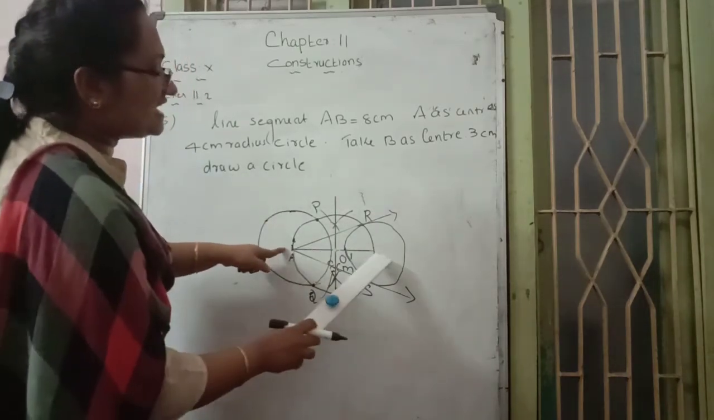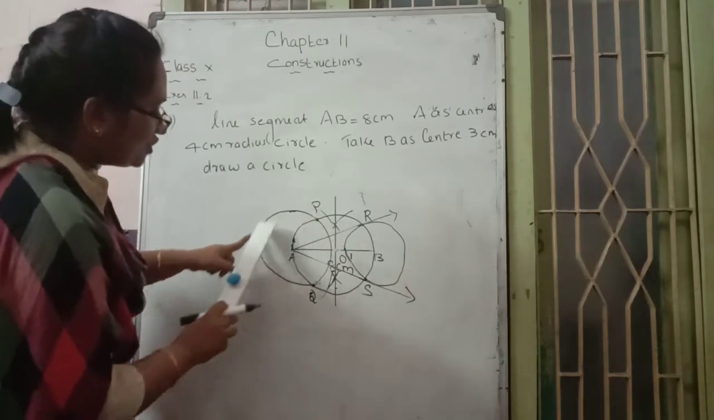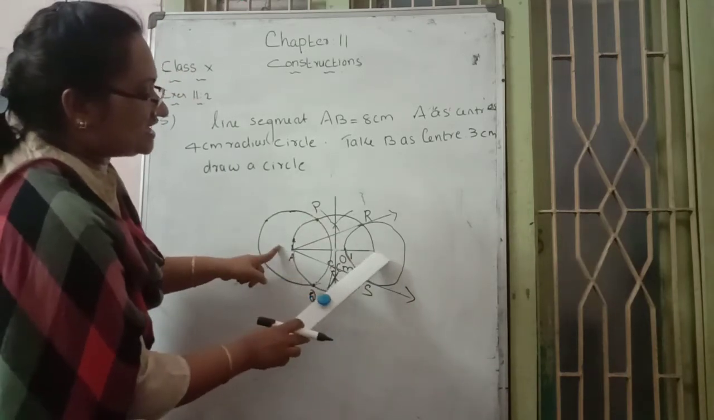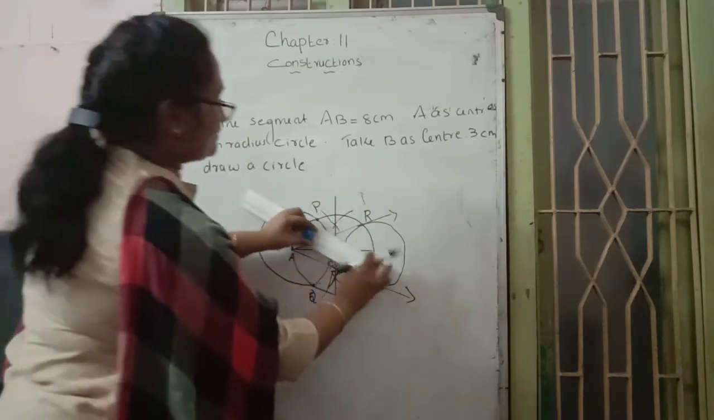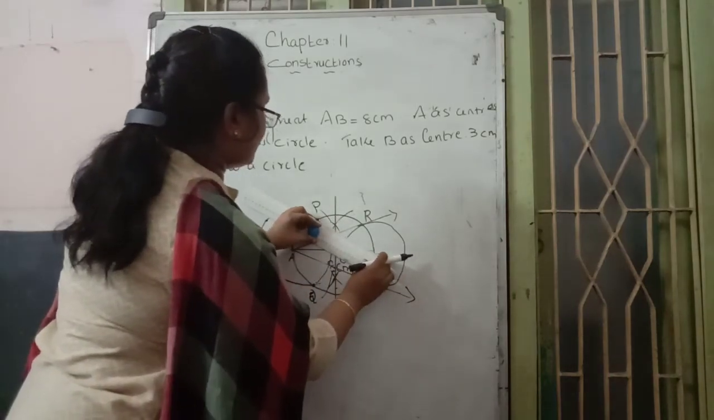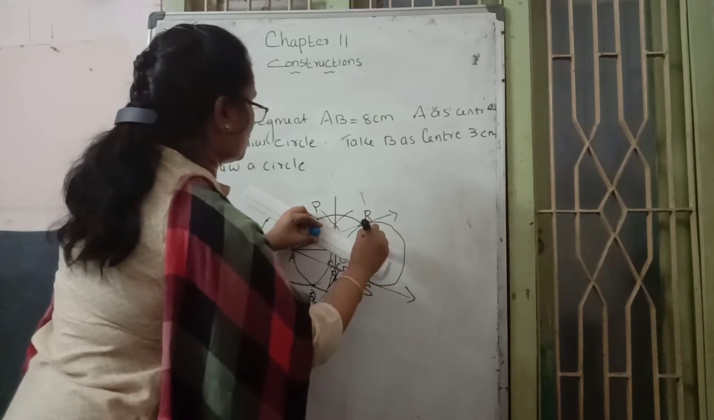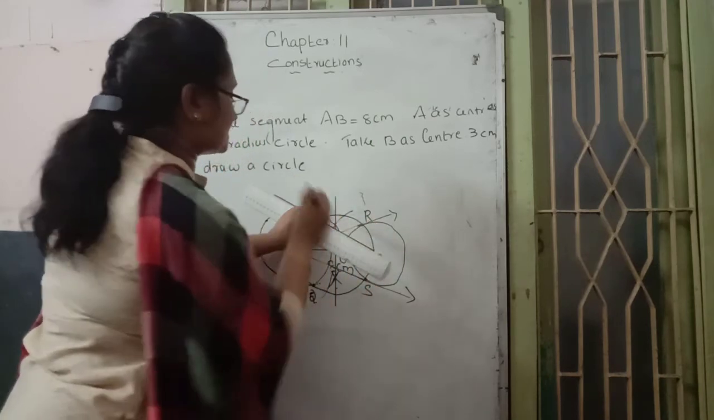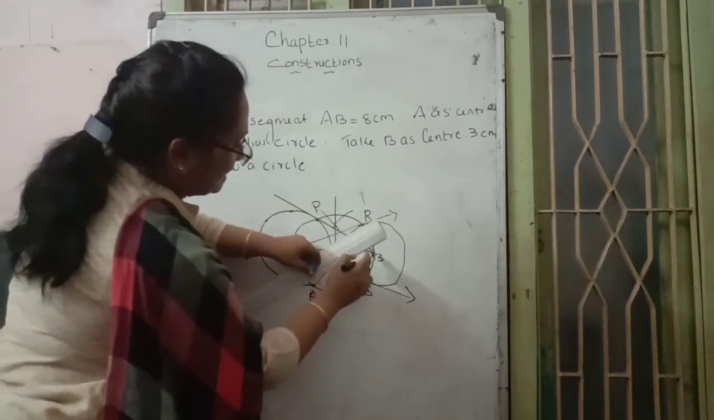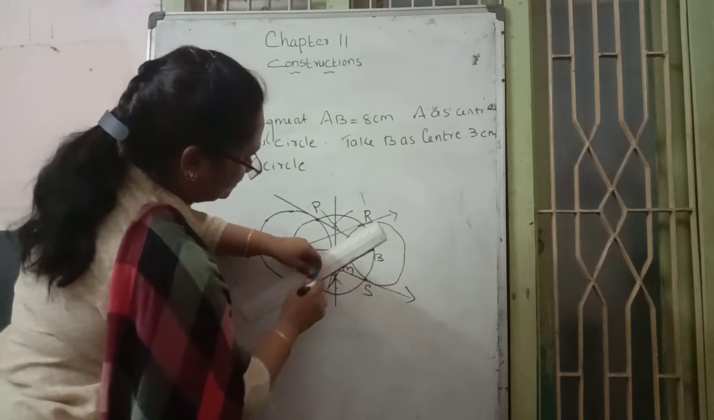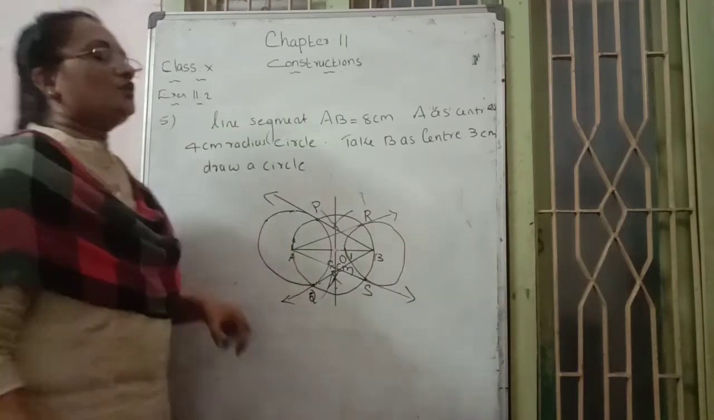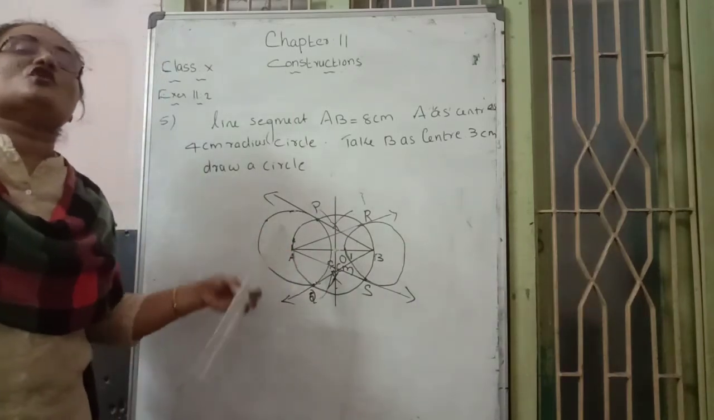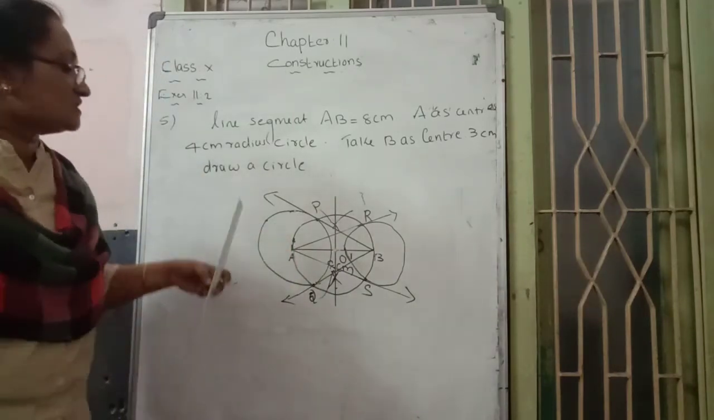In that case, B is the point. See, for the 4 centimeter circle, B is a point outside that circle. That's why, joining B to P and B to Q, we get another 2 tangents. BP and BQ are the tangents for the 4 centimeter circle.